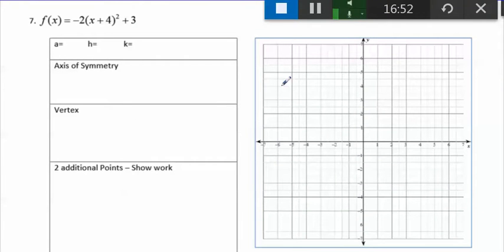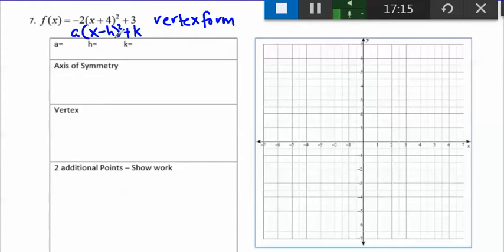Alright, in problem 7, this is now vertex form. So if you have notes on vertex form, you can take those out. It's called vertex form because the vertex is sitting right here in the equation. So let's write down the form here: a times (x minus h) squared plus k.